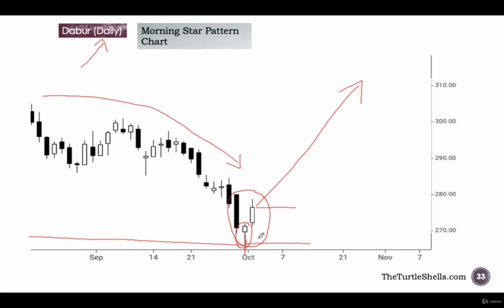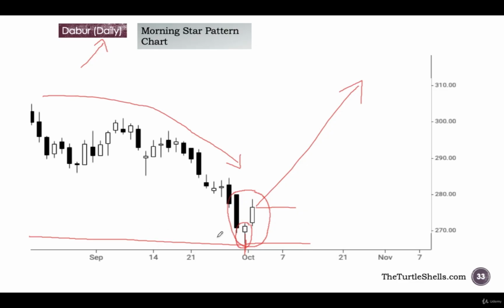But if we do a precise measurement, it is a hammer because the lower shadow is at least twice the height of the real body. So not only do you have a morning star, you also have the hammer. And after the hammer, if I would say so, the third candle is giving a price confirmation.